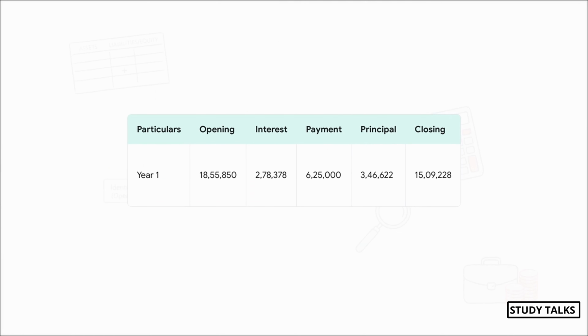Next up, we need to split that first year's payment. We start with our opening liability of $18,055,850. The interest component is just 15% of that opening balance, which works out to $2,788,378. We know the total payment is $6,025,000. So if we subtract the interest from the total payment, we get the principal portion, which is $3,466,222. Finally, our closing liability is just the opening liability minus the principal we just repaid. And you just repeat this process for the rest of the lease term.